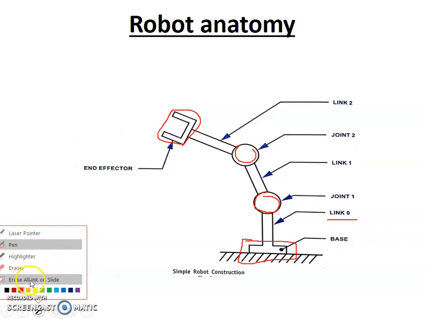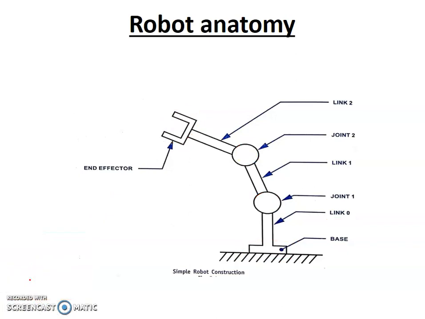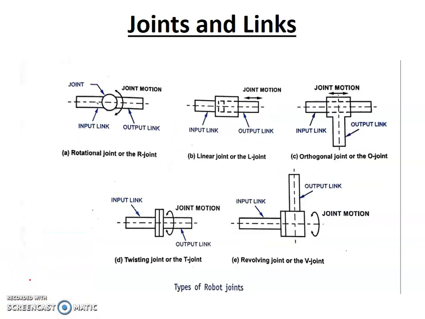So this is called the anatomy of the robot. Now, what are all the different joints and links we can have in the robot for different motions? We have different joints and links used in the robot. One of the joints is called a rotational joint, or it's also called an R joint.